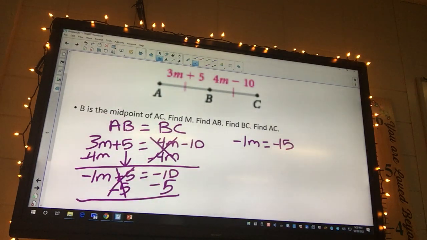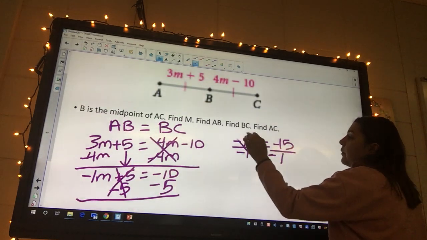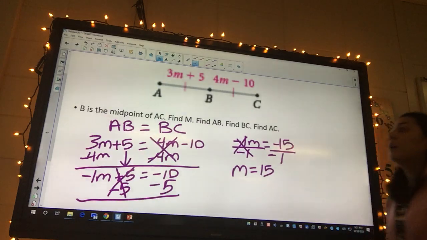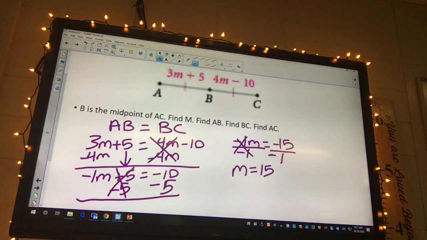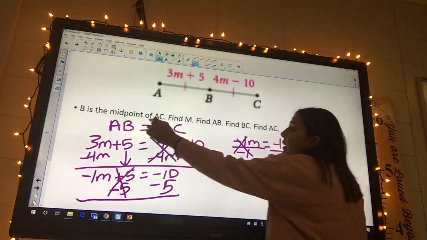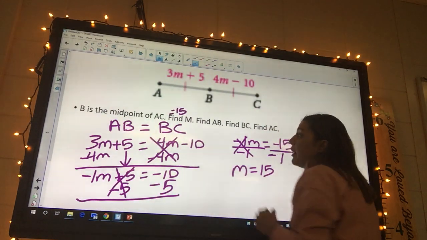Okay, and what's our very last step always? Divide. Even though it's a 1, it's a negative 1, so we do have to divide. So divide by negative 1. So m equals 15. Okay, now what do we need to do now? We know our m. What's the question asking us? It says B is the midpoint of AC. Find m. We did. What's our m? 15. So we can write that right above.